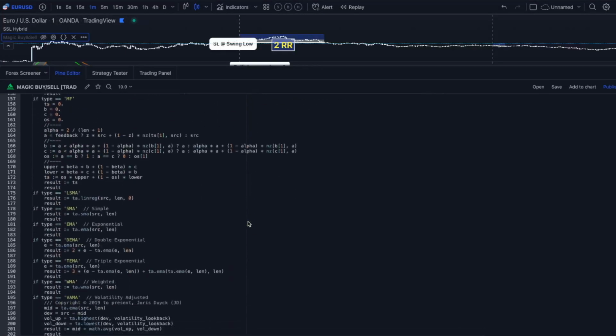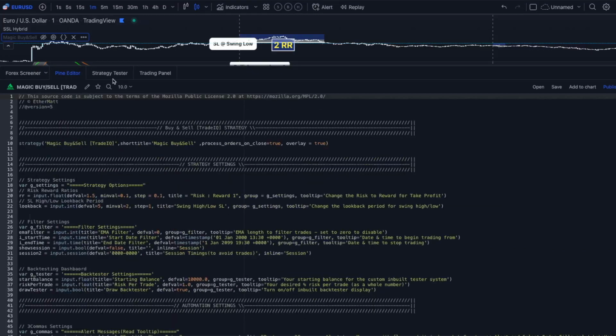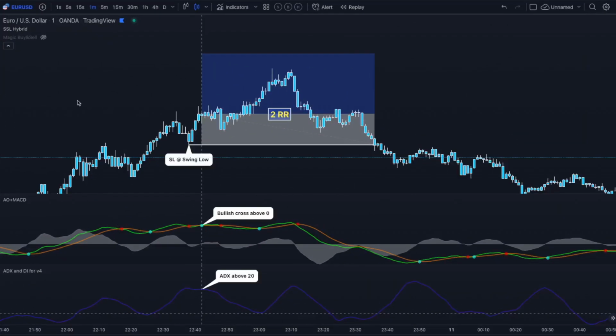Alright guys, I just finished coding the strategy and I'm super excited to show you the backtesting results. Let's get into it. And if you want access to this magic buy and sell strategy, you can get access by supporting me on Patreon.